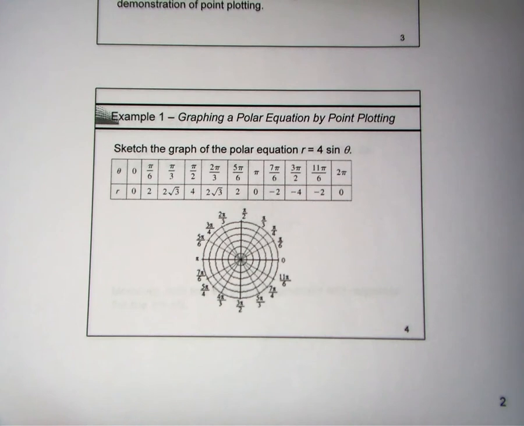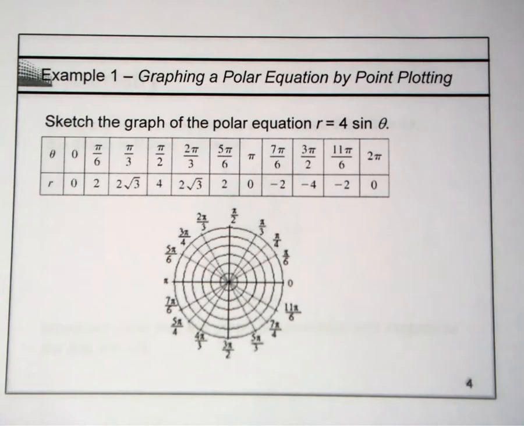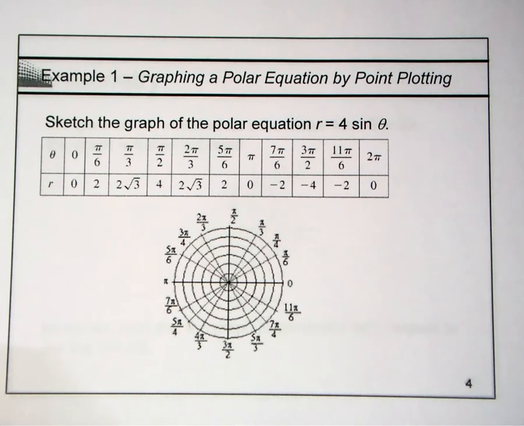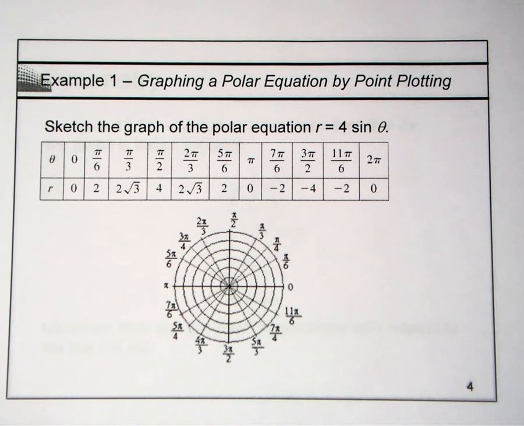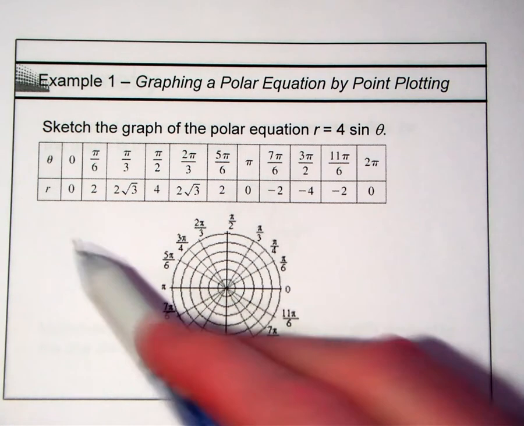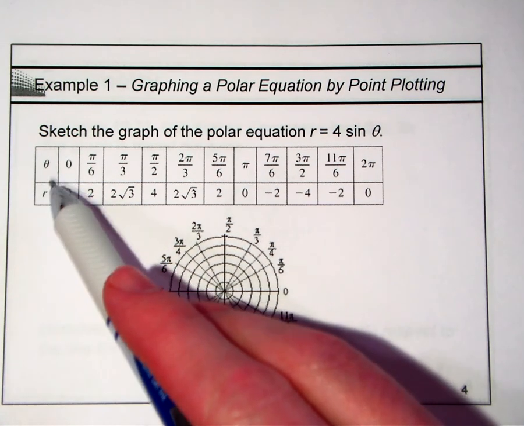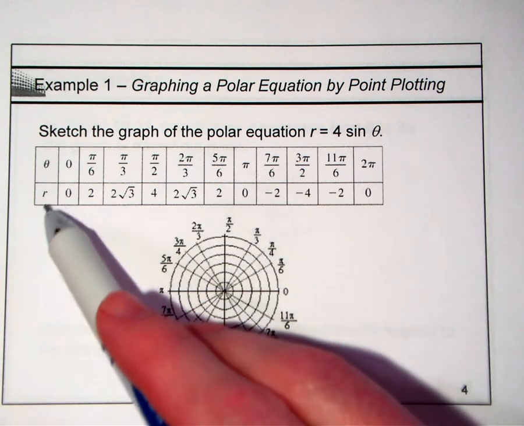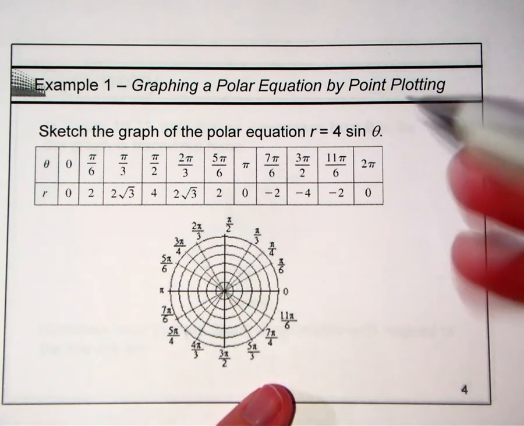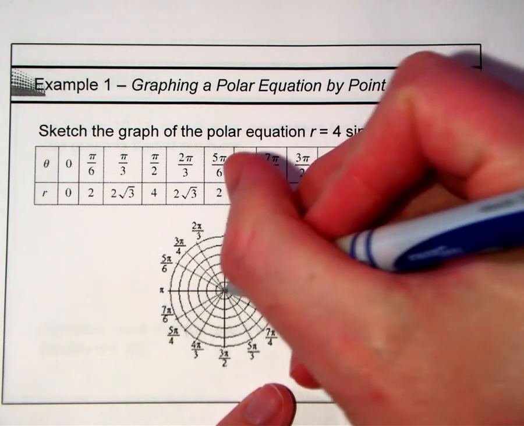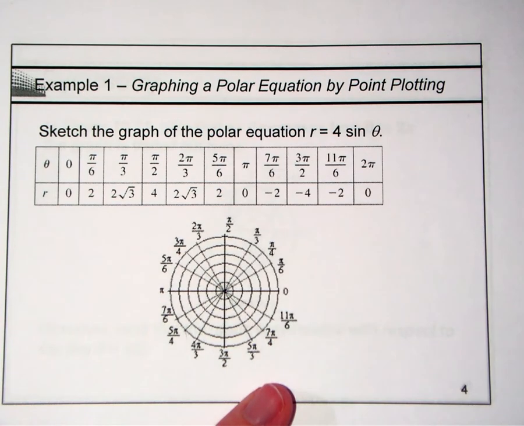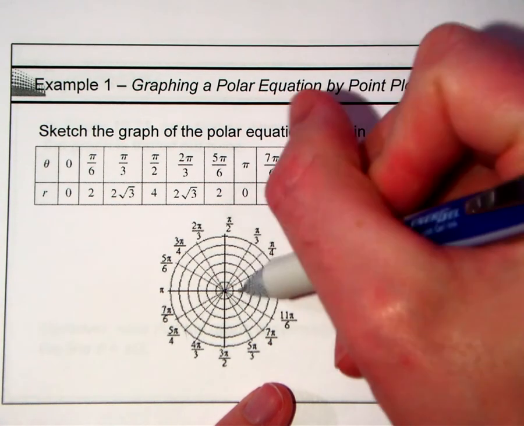All right, if you need to sketch this out, if you haven't printed this off at home, now would be a good time to push pause and then resume whenever you're ready to go here. Okay, so the top row is our theta, what we're putting in for the angle, and your R is the length of your radius. So at 0, we're at 0, no big deal. Pi over 6, we're at 2.